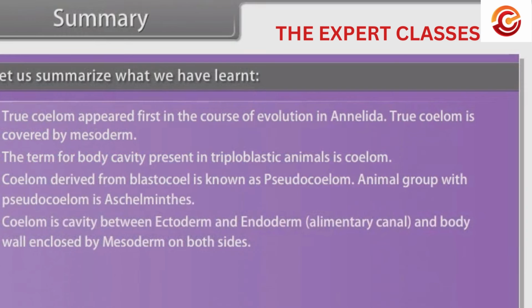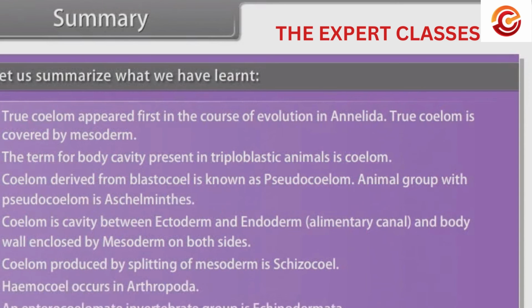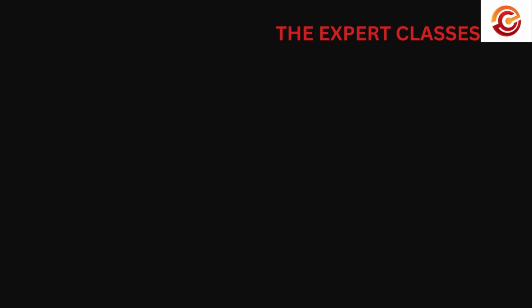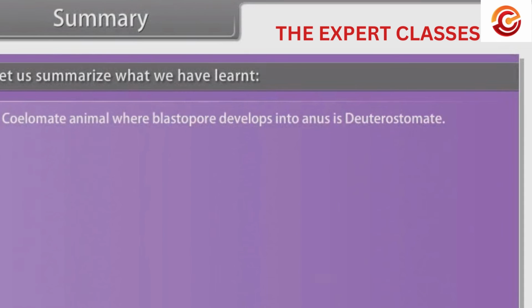Coelom is the cavity between ectoderm and endoderm, that is, the alimentary canal and body wall, enclosed by mesoderm on both sides. Coelom produced by splitting of mesoderm is schizocoel. Hemocoel occurs in Arthropoda. An enterocoelomate invertebrate group is Echinodermata. Coelomate animals where the blastopore develops into the anus are deuterostomes.